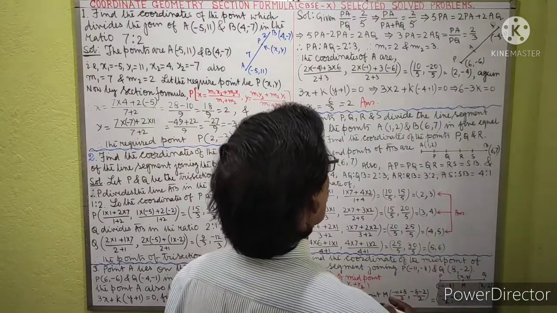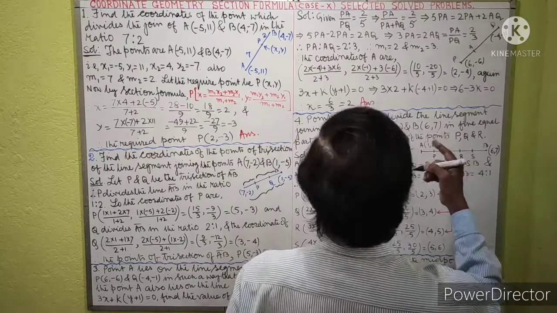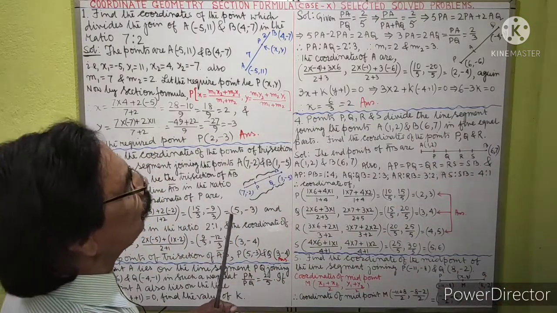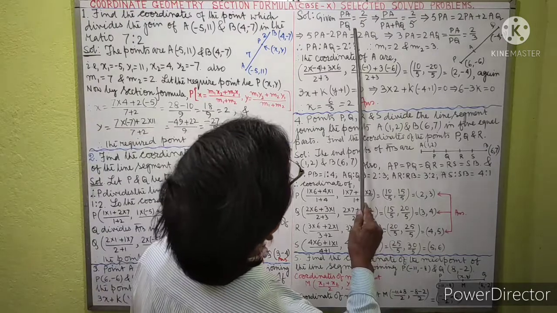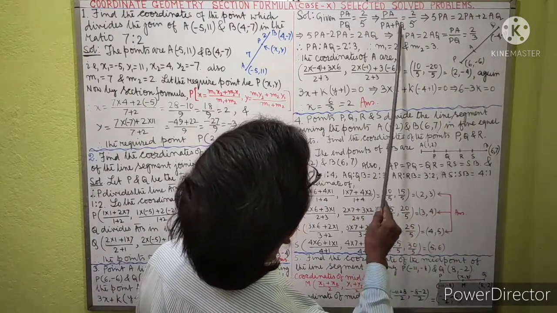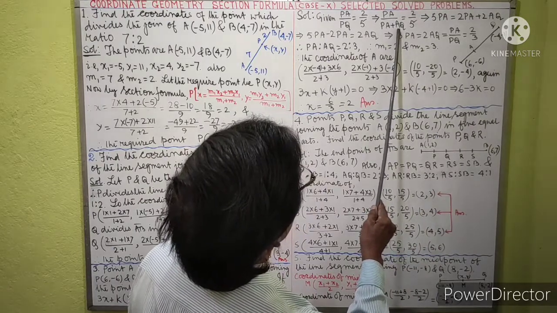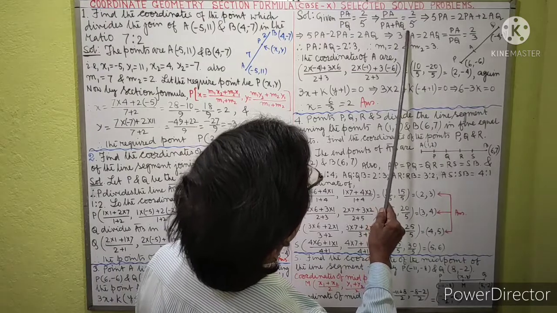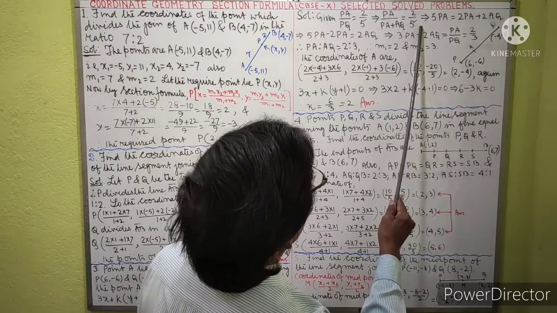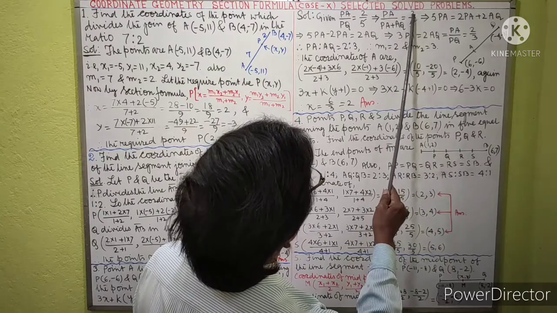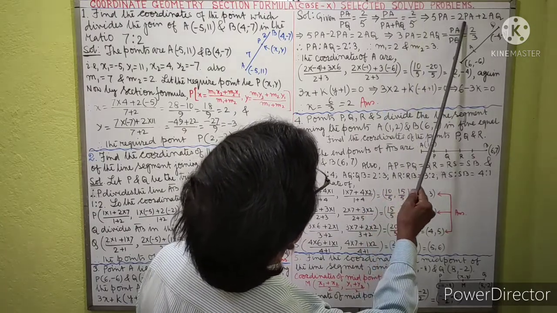2A. So PA by PQ equal to 2 is to 5. So PQ equal to PA plus AQ. Now PA by PQ equal to 2 by 5, or 5 PA equal to 2 PA plus 2 AQ.